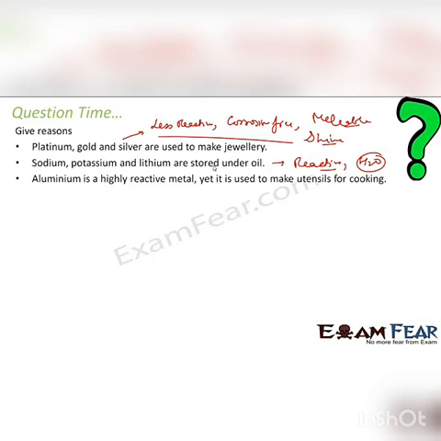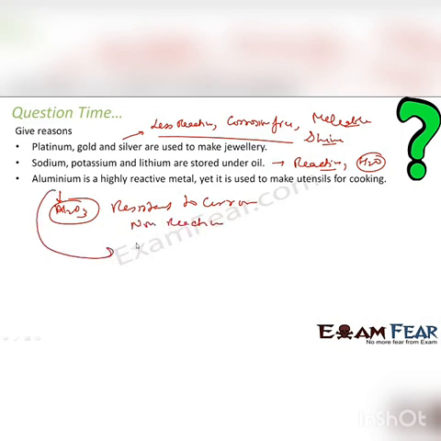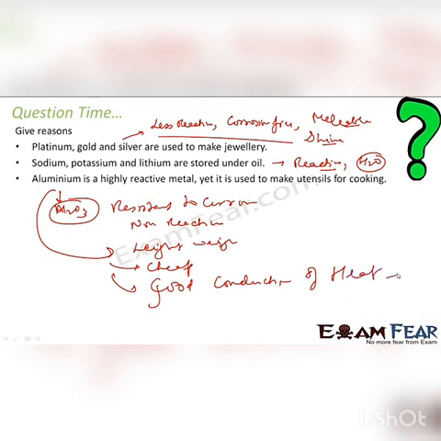Aluminium is a highly reactive metal, yet it is used for cooking utensils. That is because we know that aluminium forms oxide Al2O3, right? Aluminium oxide, and this is non-reactive. It is resistant to corrosion. I'm talking about aluminium oxide, and aluminium as such is lightweight, right? It is cheap also. It's not very costly, and it is a good conductor. That is the most important thing, because when you are making a utensil, it has to be a good conductor of heat. So aluminium is a good conductor of heat.